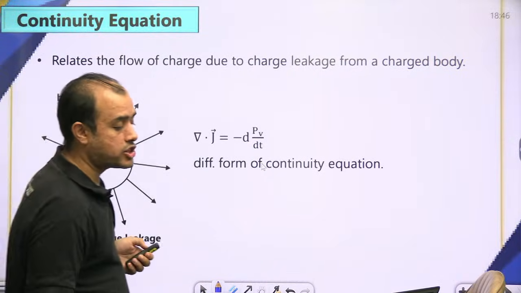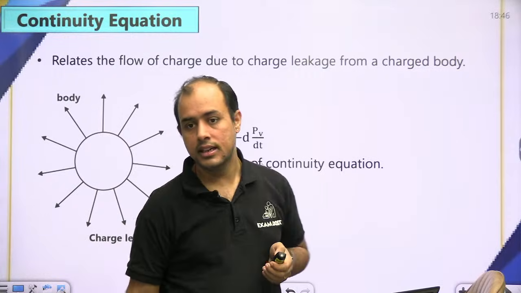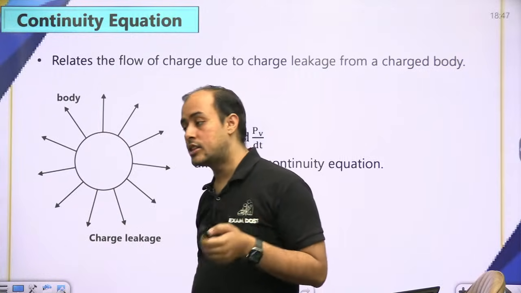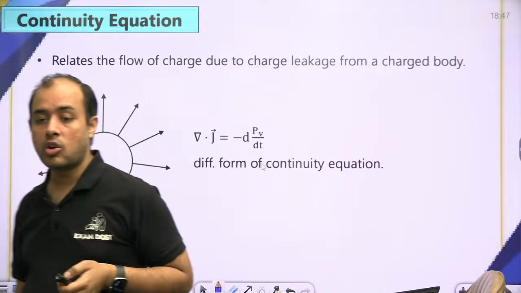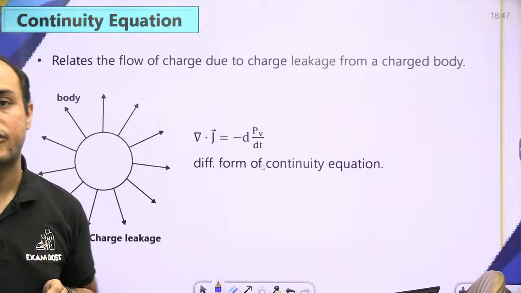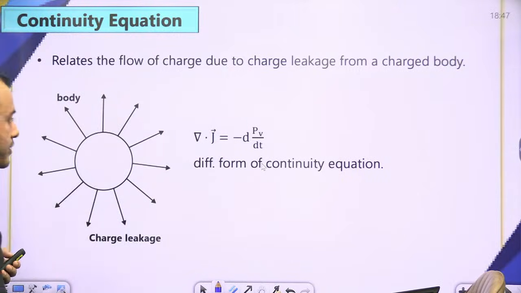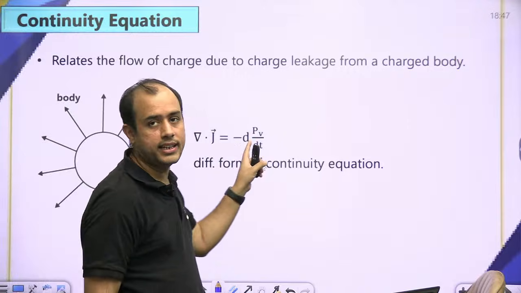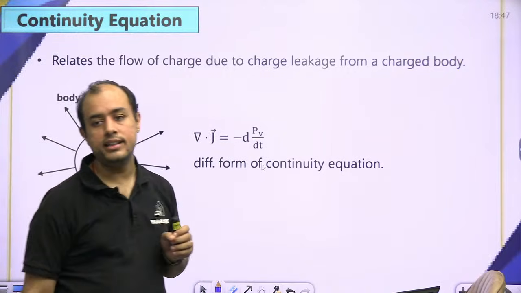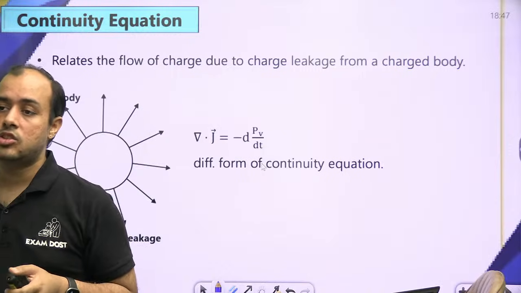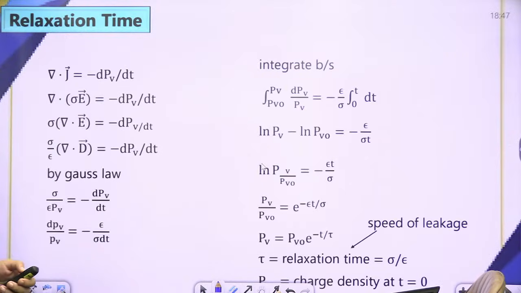The last equation is the continuity equation. Continuity equation tells you about the current because of the charge leaking from the body. So divergence of current density is minus d rho v by dt. That is the rate of decrease of the volume charge density.